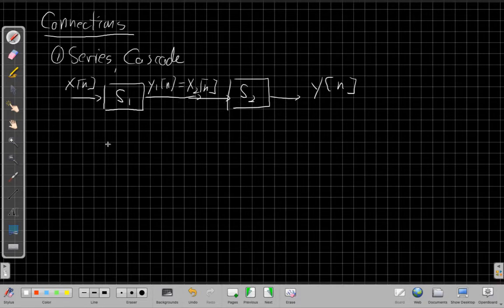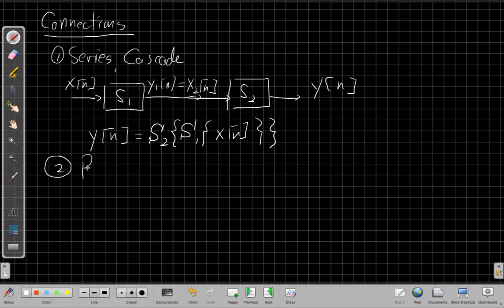So if I were going to do the equation version, I might say, using the operator notation, that this is the composition, if you've heard that before, of S2 with S1. Right, so I take the input x of n, I feed it into S1, I take the output that results from that, which is this branch here, and feed it directly into S2.